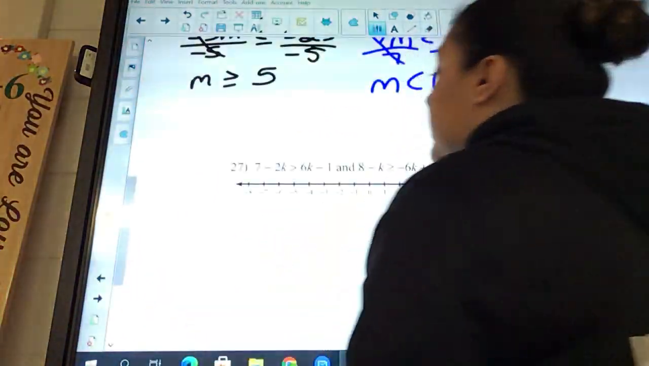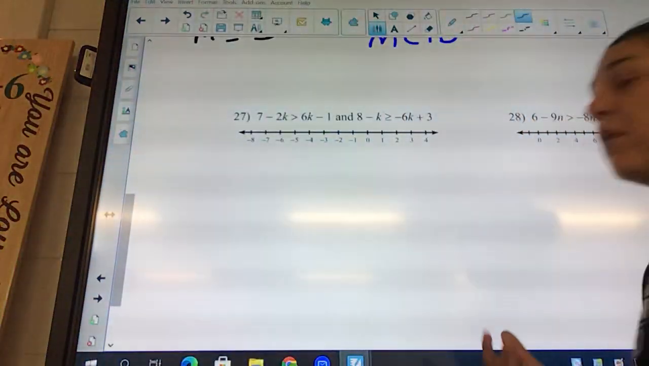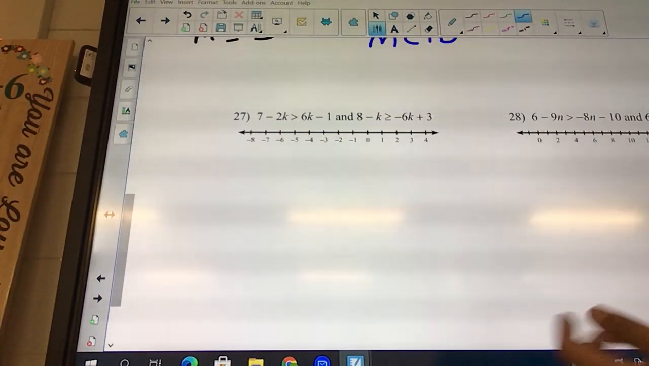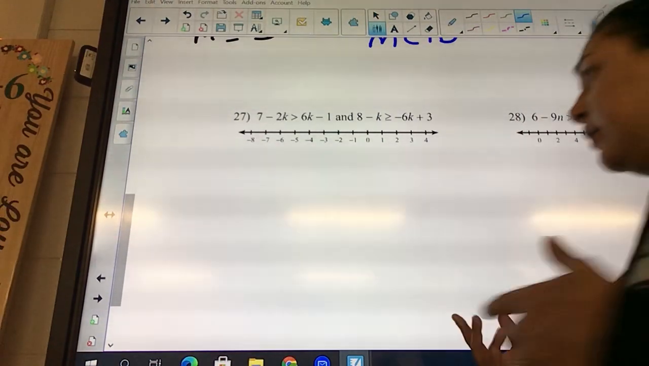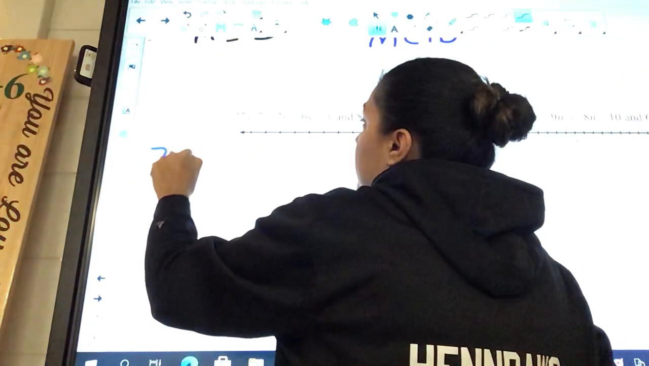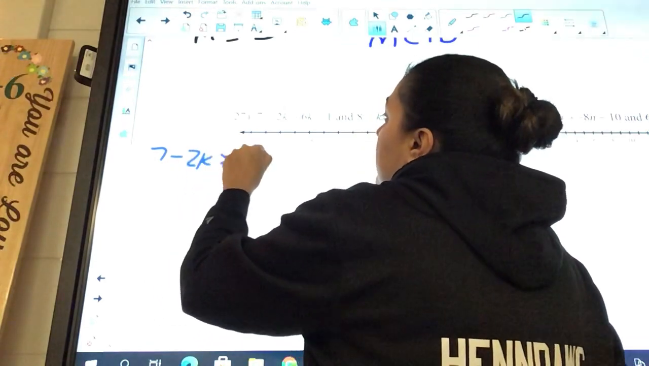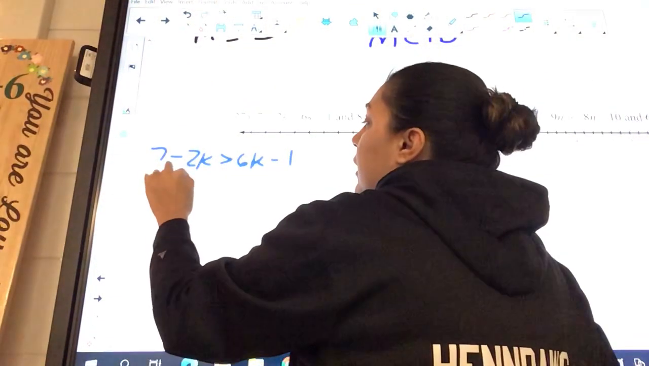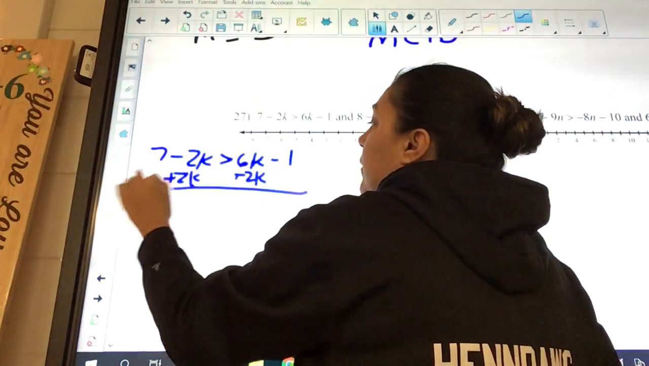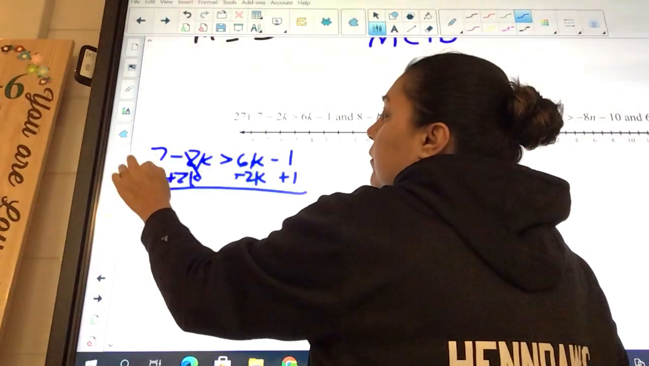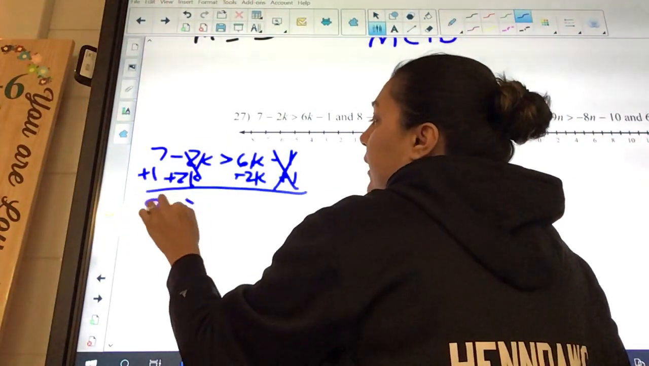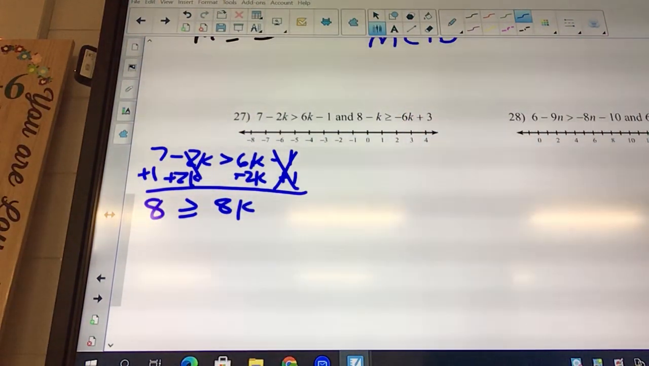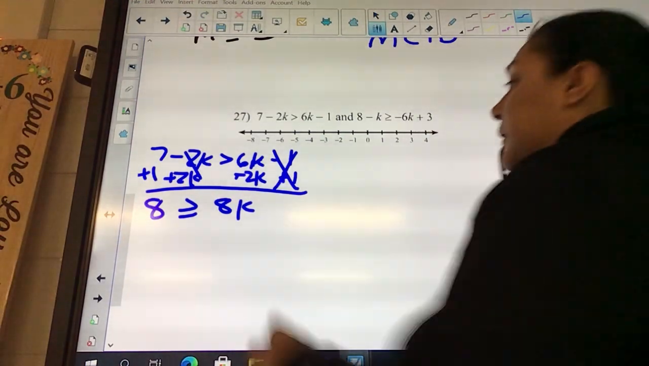Okay, and then lastly, 27, that's going to be the hardest of all. It's an and problem, and it's ones with variables on both sides. But if you can do and or, and you can do the variables on both sides on the last page, then you should be perfectly fine doing this. Okay, so I got negative 7 minus 2k is greater than 6k minus 1. So I'm going to say plus 2k, and then plus 1. So I got 8 is greater than 8k. And then what? We say divided by 8.